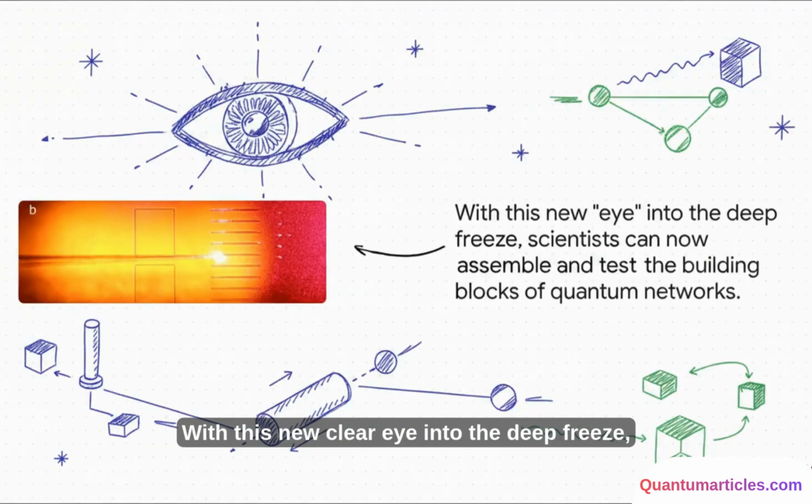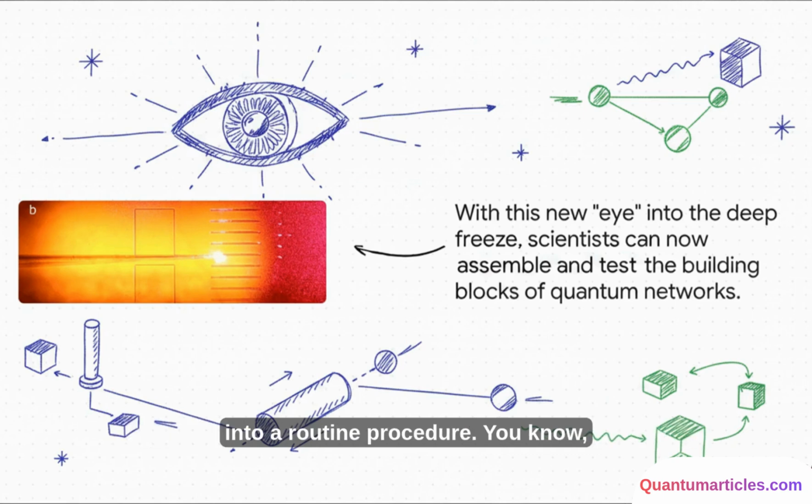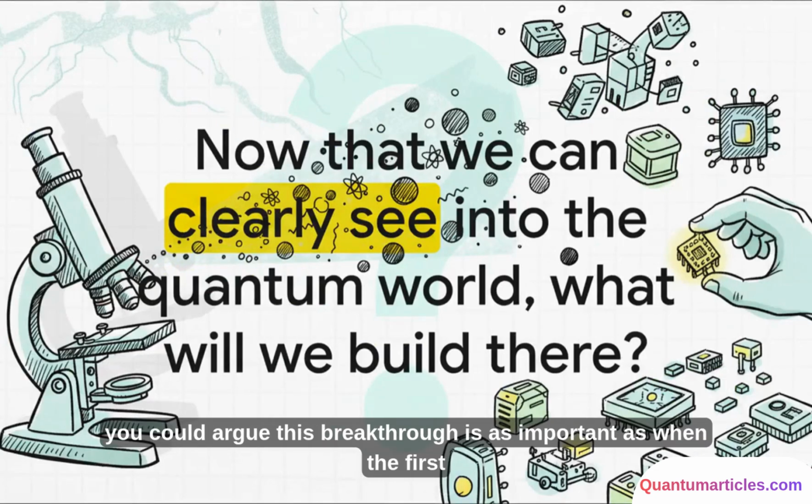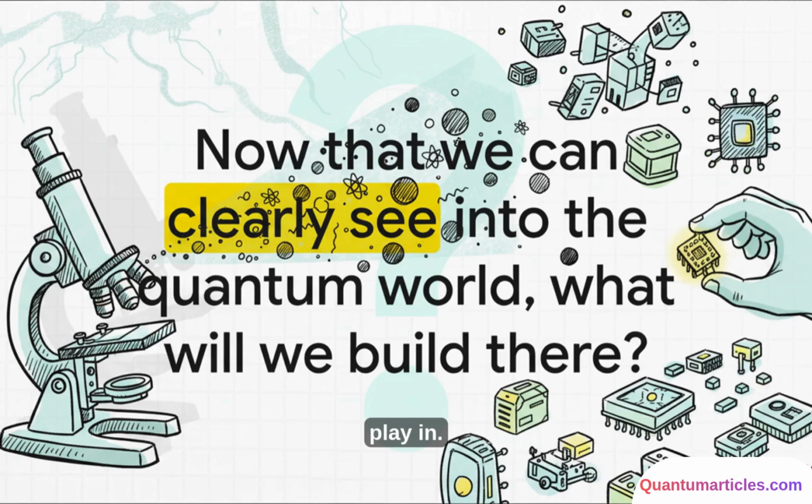With this new clear eye into the deep freeze, scientists can finally do these mind-bogglingly delicate tasks, like perfectly aligning this optical fiber, that are absolutely necessary to build and test the next generation of quantum devices. It literally turns what was an impossible engineering feat into a routine procedure. You know, you could argue this breakthrough is as important as when the first microscope was invented for biology. It doesn't just solve one little problem, it opens up an entire unexplored world for us to play in.